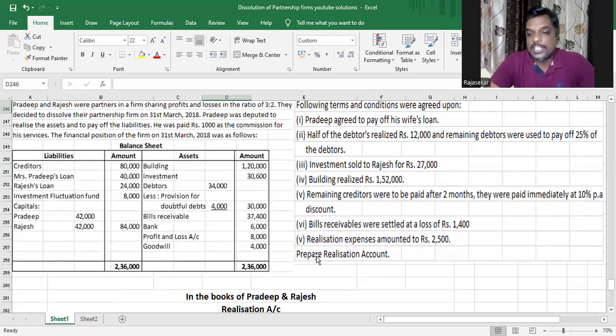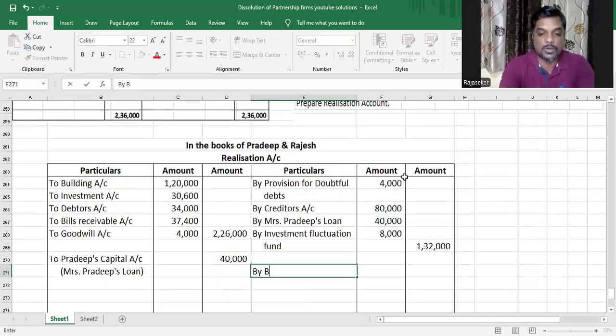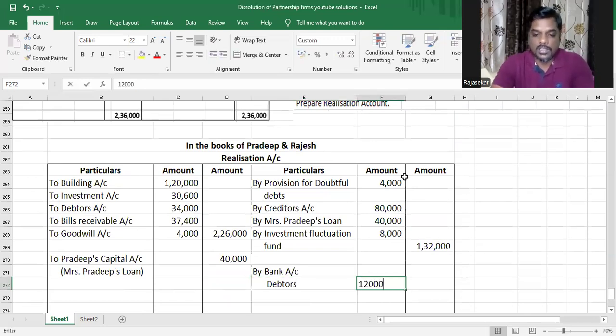Half of the debtors realized 12,000 and remaining debtors were used to pay off 25% of the creditors. Actually, it's creditors. Okay. There's a typing error there. So half of the debtors realized 12,000. So when an asset realizes, the journal entry is bank account debit to realization account. So in the credit side of realization account, we write by bank, and below that we write debtors 12,000.